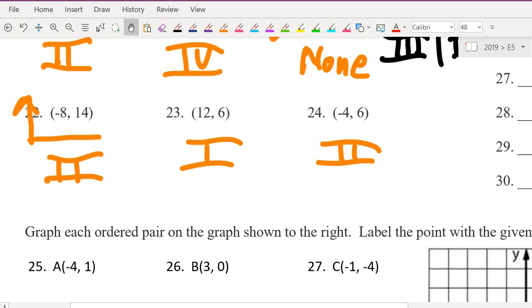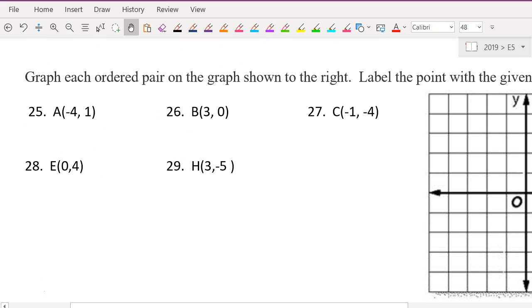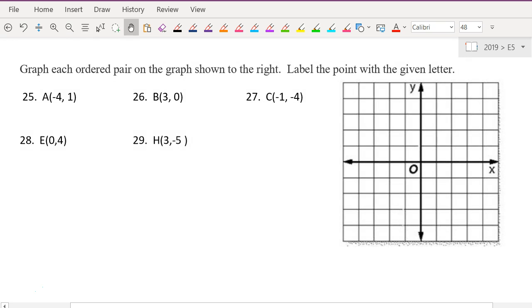25. Let's do that. Okay, I'm going to zoom out so that I can get everything there. Look at all the magical things I can do with my technology. Alright, negative 4, positive 1. So we go left 4, up 1. That is letter A. So we need to label it.